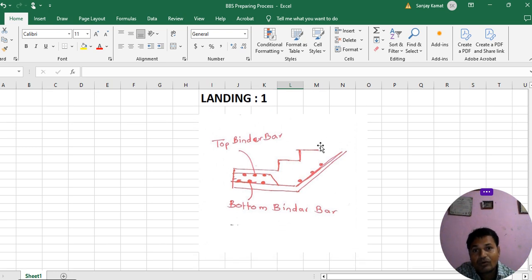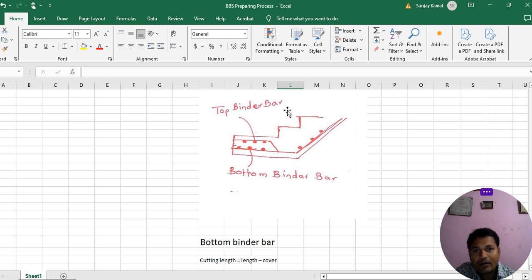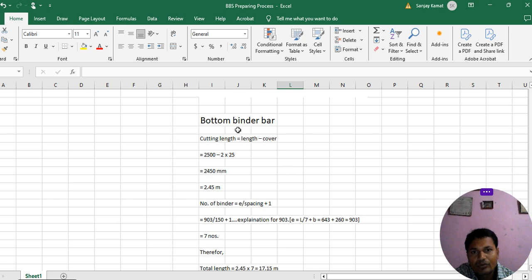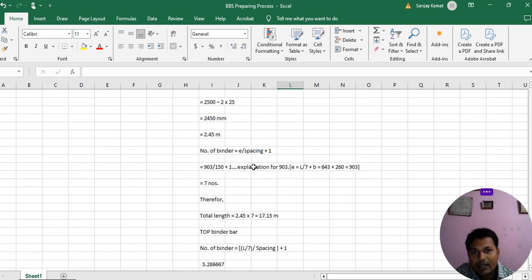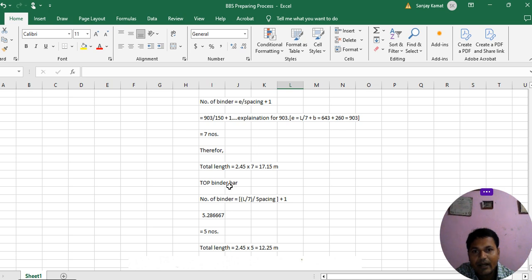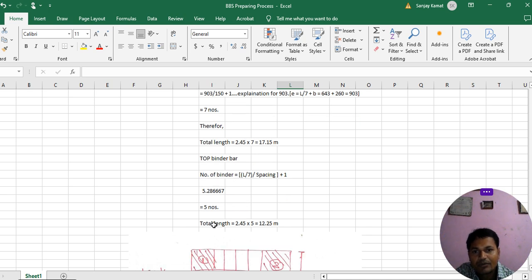Now coming to landing one. To calculate the landing one, top binder bar, okay, this is the landing one. Top binder bar is this, and this is the bottom binder bar, and this is the top binder. Now we have to calculate the bottom binder bar cutting length and then the number of binders. Similarly, as we have just calculated, you have to calculate the total length, then the total binder length, the number of binders, and lastly the total length.